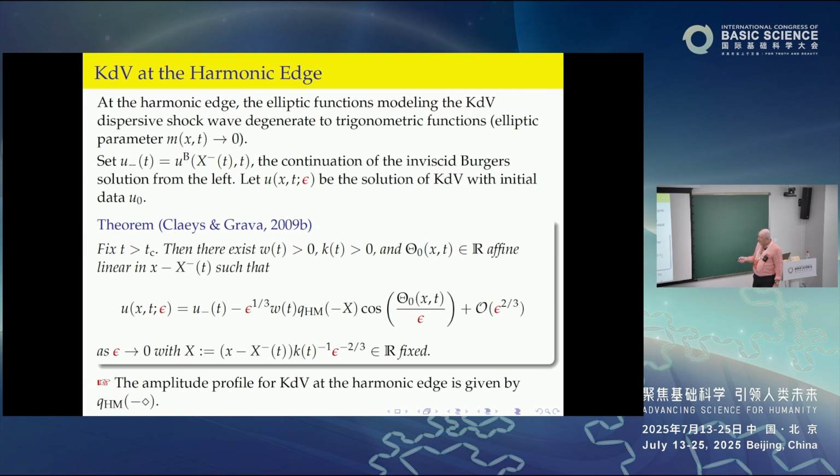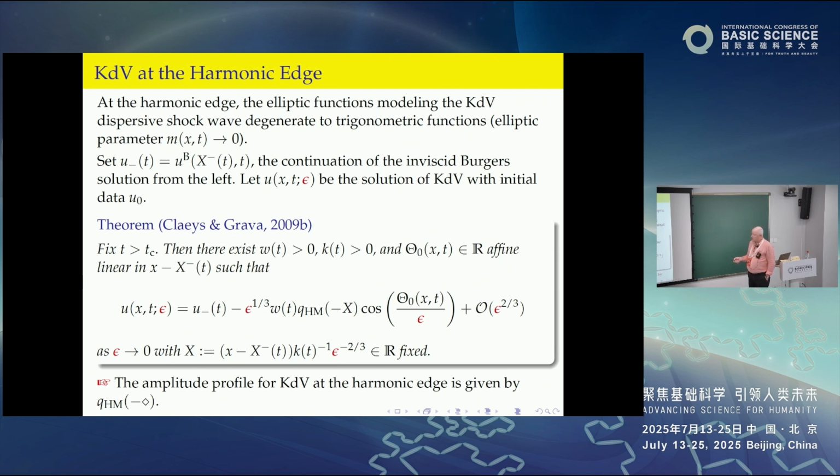And so what's happening is if we look near that left edge for KdV, we're going to define u minus of t to be the restriction of the Burgers solution coming from the left. That makes total sense, to approach from the left and define this limiting value. We'll call that u minus of t. And now u of x, t, epsilon is the solution of the KdV equation with initial data u naught. So here's the theorem of Tom Claeys and Tamara Grava from 2010. We fix a time bigger than the critical time.